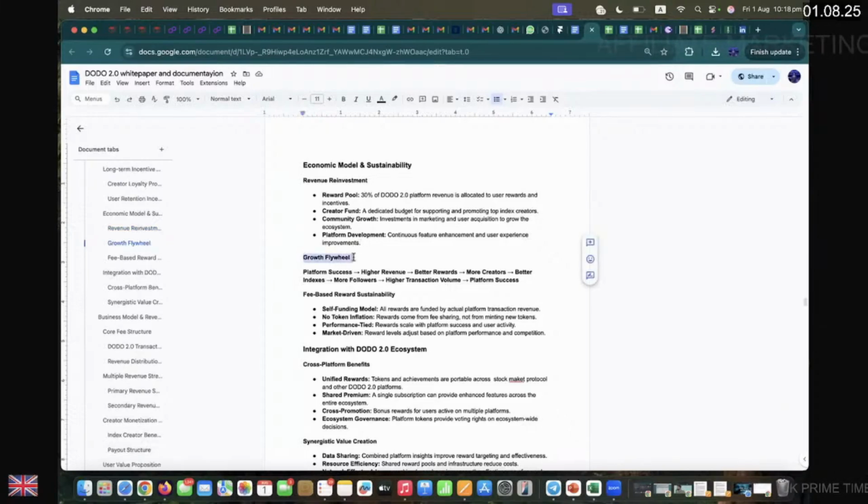So this is the growth flywheel that we have designed in terms of DODO 2.0. The success of the platform will lead us to higher revenue, better rewards, more creators will onboard, and then better indices will come, more followers will come, higher transaction volume will be generated, and then the platform will be super successful. Fee-based reward sustainability.